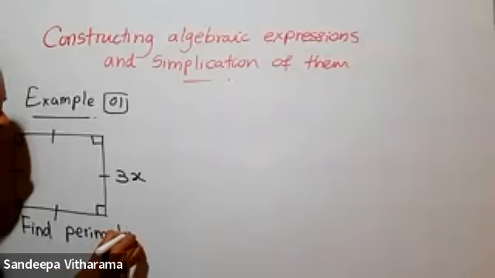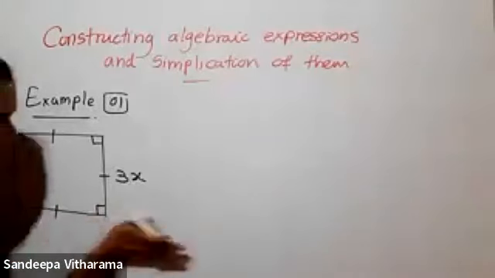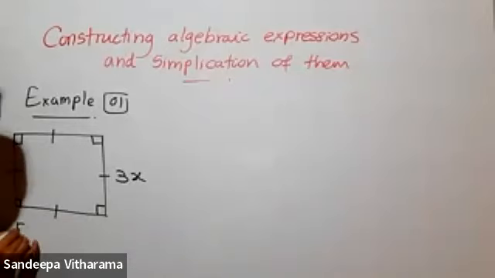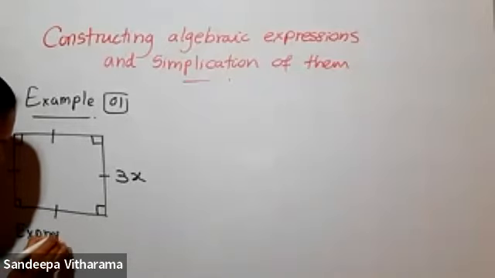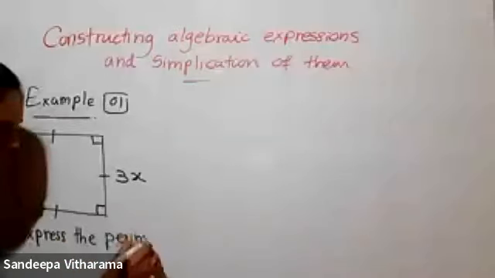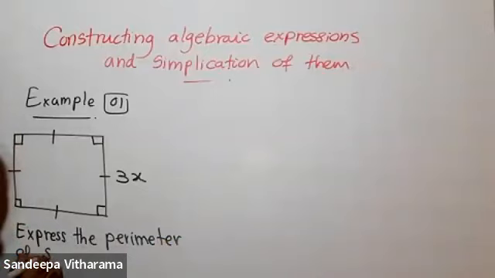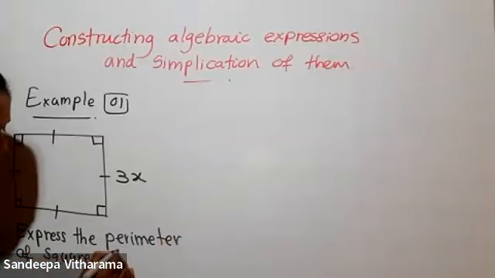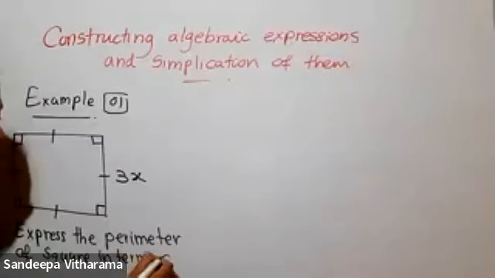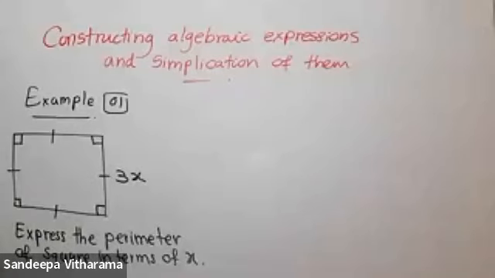Okay, look at how we find the perimeter. Oh, sorry, not find the perimeter. Express the perimeter of the square in terms of x. x වලින් නිරූපණය කරන්න.